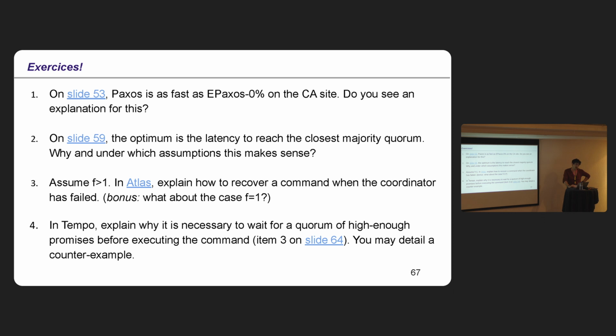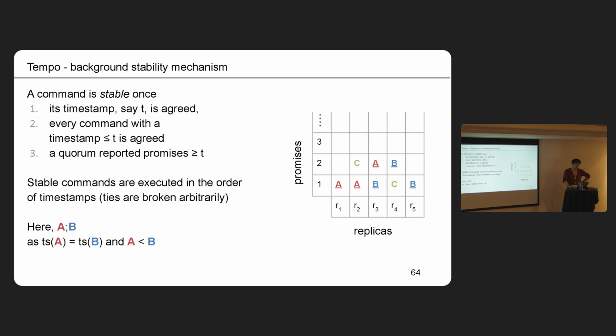And why do you need to wait for a quorum of high enough promises before executing this first item? So I can execute a command once it's stable. It's stable when I have an agreement on the timestamp, and I know that every command that I know locally, the timestamp is agreed, okay?